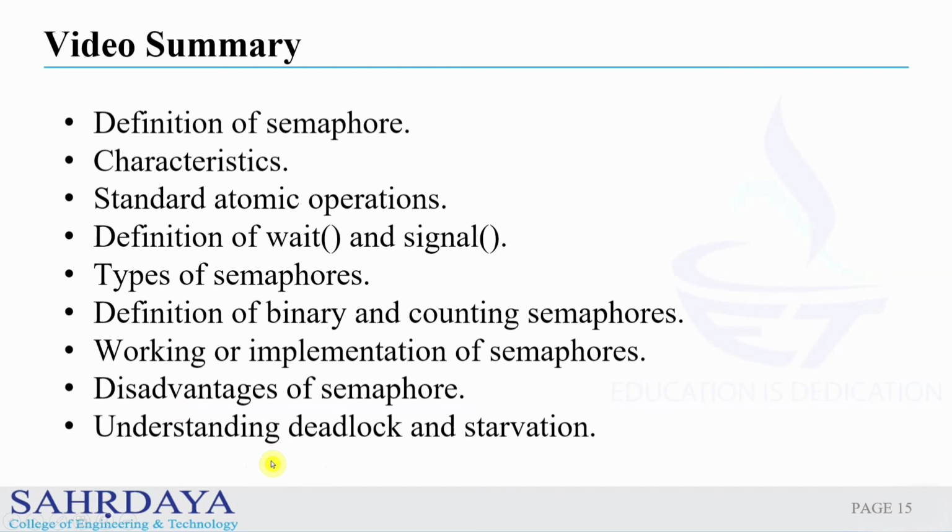So this is a basic overview on semaphore and the concepts related to it.